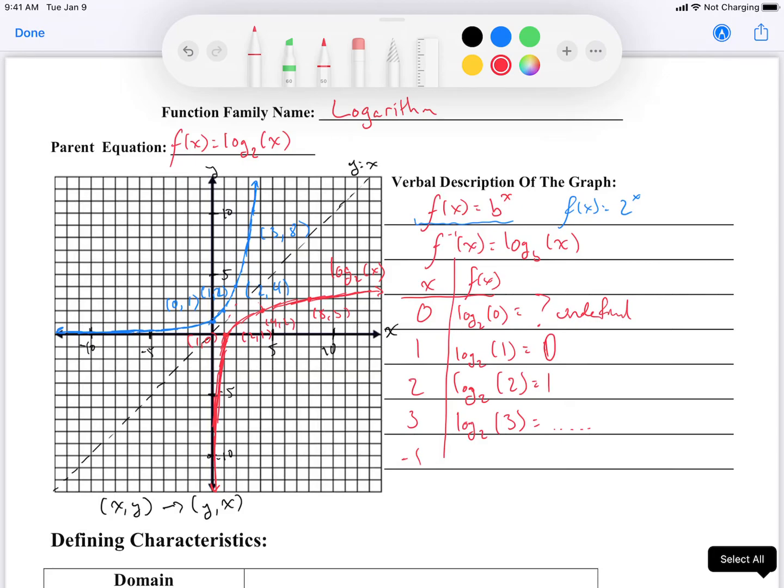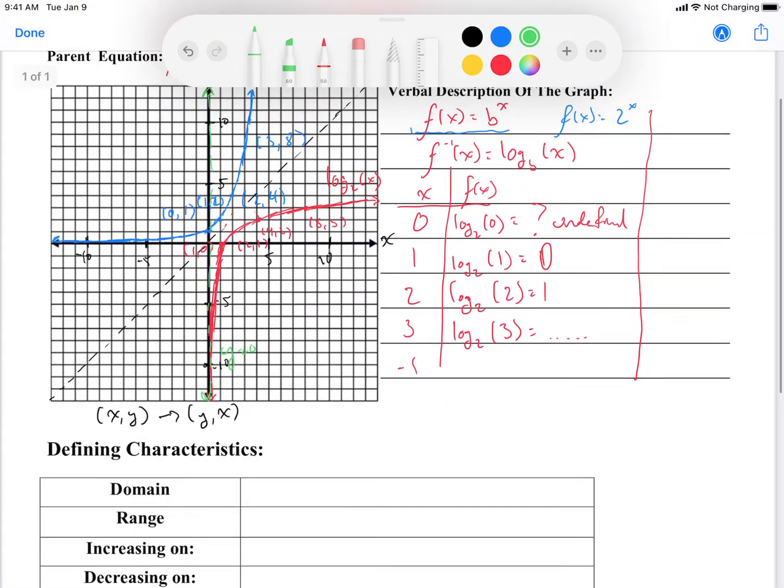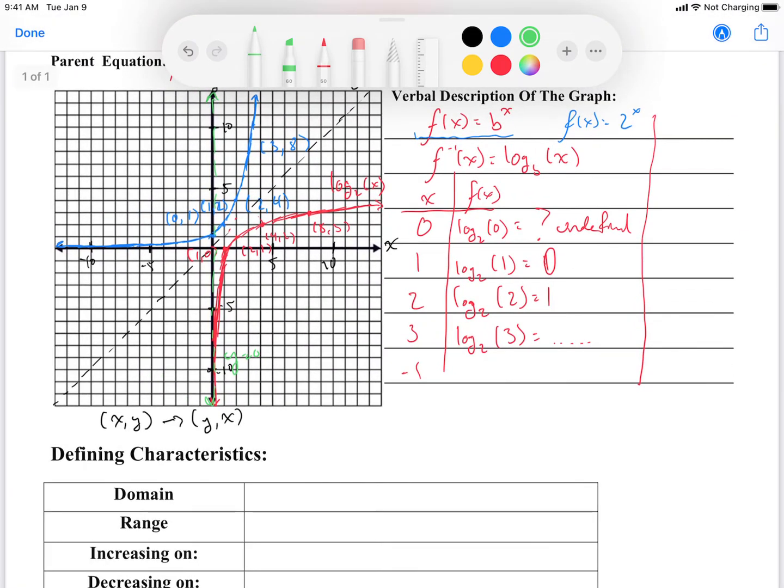So again, as far as verbal description, you guys can write however you want to about this. I might write something like where the asymptotes are. I might write something like that this is an inverse of b to the x, so on and so forth. Okay? All right, so now let's look at defining characteristics. Okay? What's the domain of this guy?